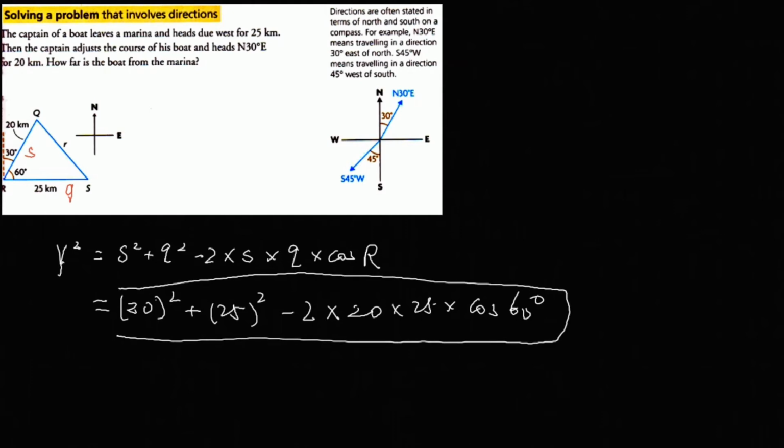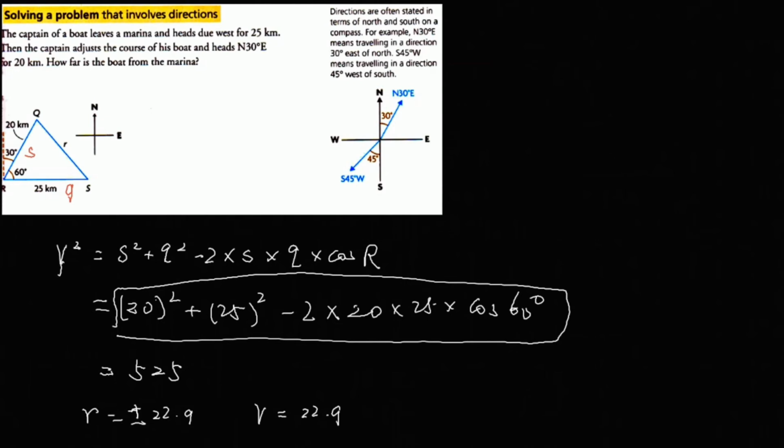Okay, so we substitute the values. S is 20 kilometers, so 20 kilometers squared, plus Q squared. Q is 25 kilometers, squared, minus 2 times S, S is 20, times Q, Q is 25, times cosine 60. I use a calculator for this whole thing, and we get 525. So we take the square root of both sides, so R equals positive or negative 22.9. We take the positive value, 22.9 kilometers.